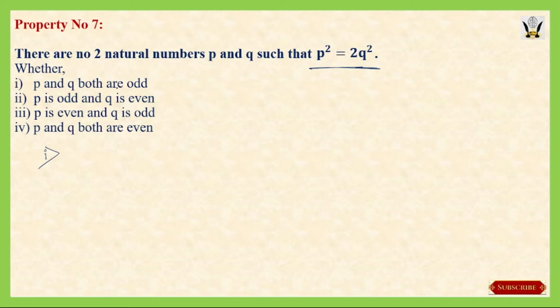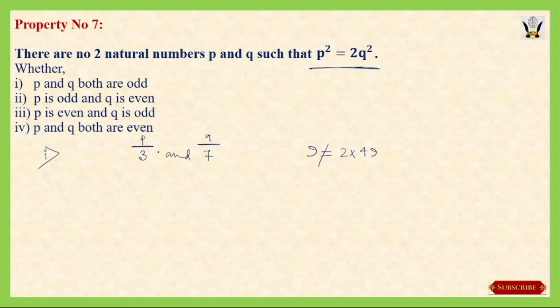So when p and q both are odd, suppose the two arbitrarily chosen numbers are 3 and 7. So this is our p, the first number will always be our p and the second number will be q. So if I take the square of 3, that will be 9, and if I take the square of 7, then that will be 49, and 2 multiplied by 49 will not be equal to 9.